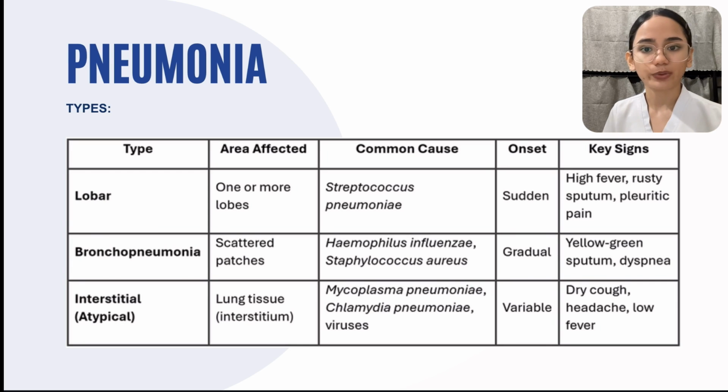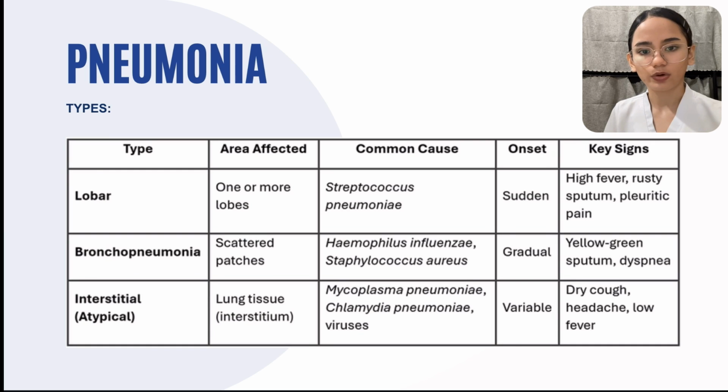In comparison, we have bronchopneumonia, which has a patchy distribution throughout both lungs. So it develops gradually and is caused by the Haemophilus influenzae or Staphylococcus aureus. And common signs include productive cough with yellow-green sputum, mild fever, and dyspnea.